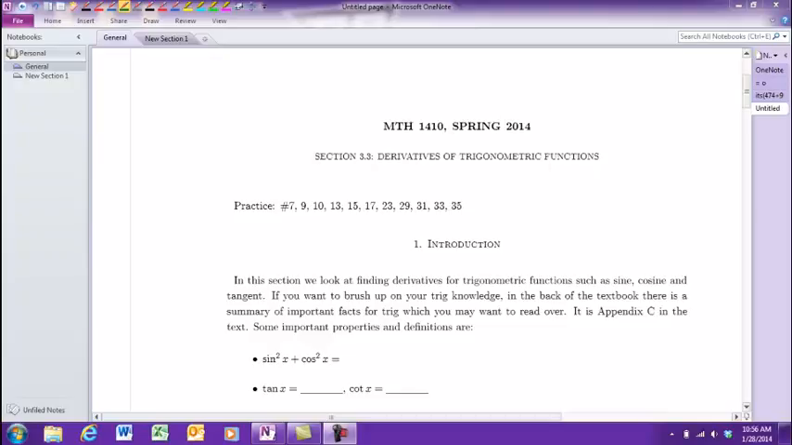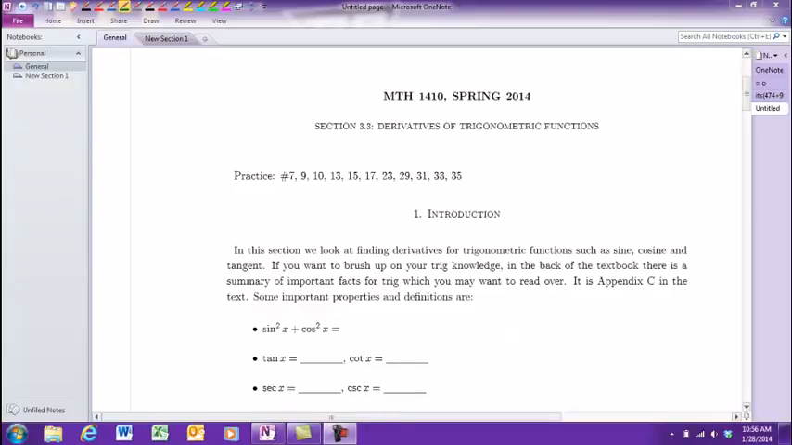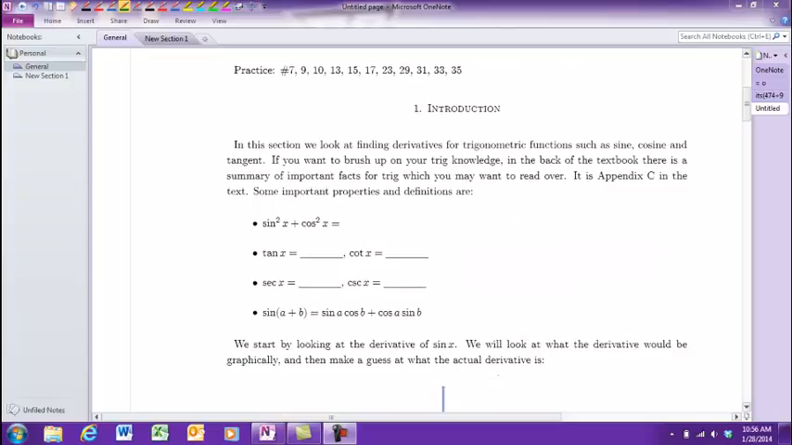Section 3.3, Derivatives of Trigonometric Functions. So in this section we look at finding derivatives for trig functions such as sine, cosine, tangent, cotangent, secant, cosecant. And we're going to hit a lot of the trig stuff pretty hard in this section.